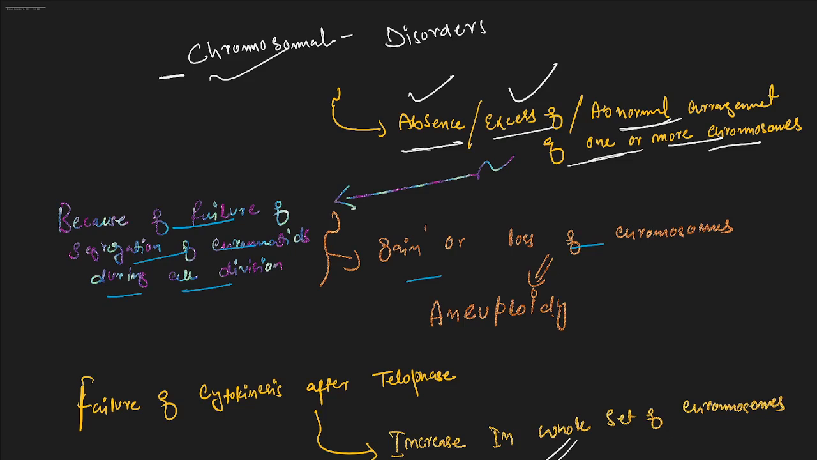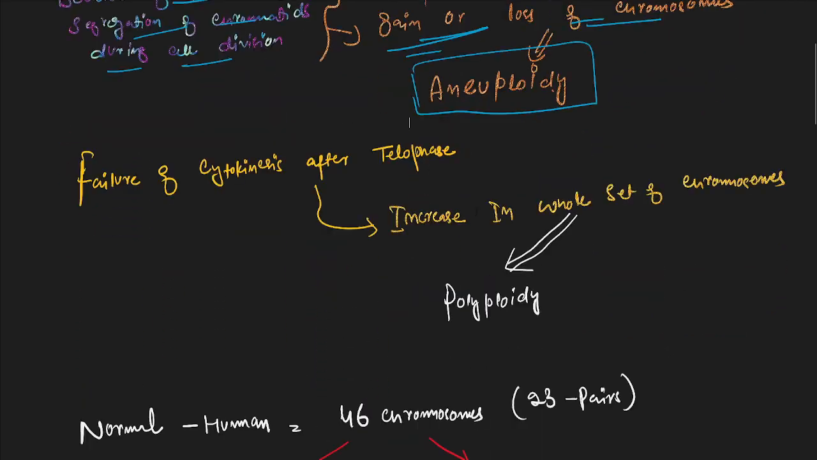Whenever there doesn't happen any segregation of chromatids when the cell division occurs, that may result in the gain of the chromosomes, or that may result in the loss of the chromosomes. Now, this gain of the chromosomes or loss of the chromosomes, this term is particularly called aneuploidy. Remember this as well. After that, failure of cytokinesis after telophase.